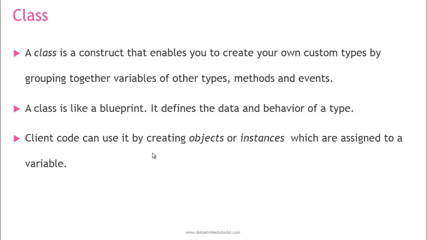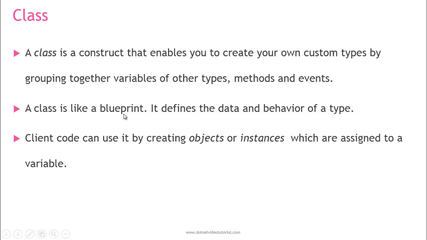A class is a construct that enables you to create your own custom types by grouping together variables of other types, methods, and events. A class is like a blueprint. It defines the data and behavior of a type. Client code can use it by creating objects or instances which are assigned to a variable. So I think all these three statements we have already discussed. We have created a class by grouping some variables and some methods. We will see all other stuff later.